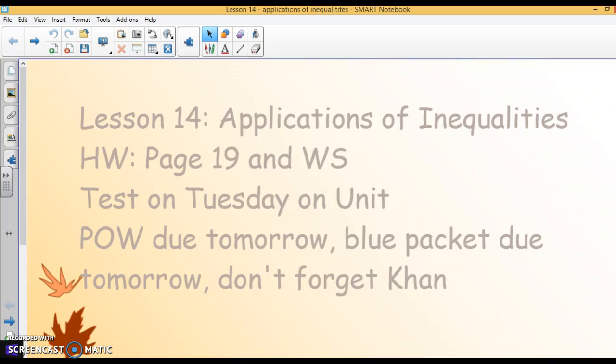Today's lesson is Pre-Algebra Unit 3, Lesson 14, Applications of Inequalities. The homework is page 19 on a word problem worksheet. Here's the other information. All right.